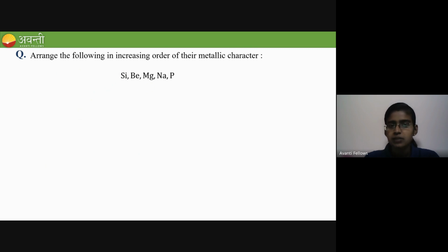So five elements, silicon, beryllium, magnesium, sodium, phosphorus are given to you. You have to arrange these five elements in the increasing order of their metallic character. So how to arrange? Anjalashri, can you try for it? So metallic character increases on moving down the group, and decreases across the period.